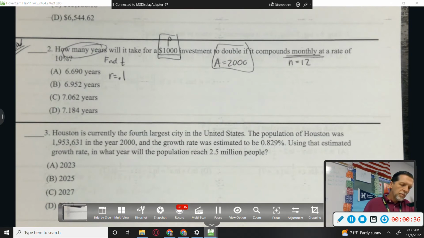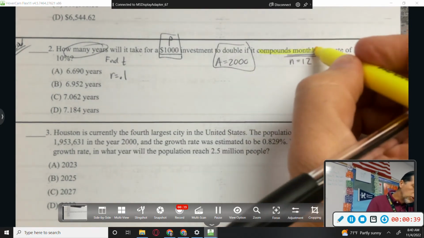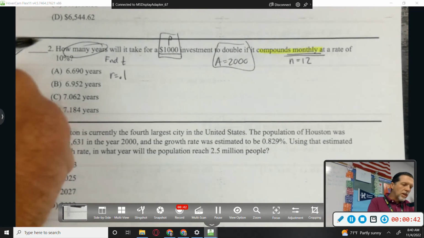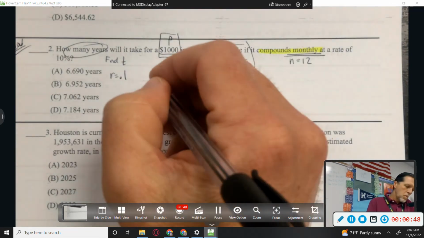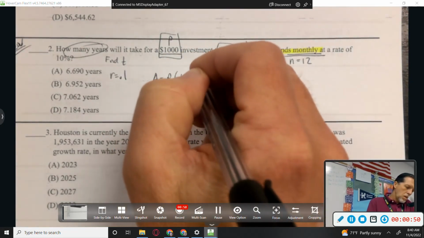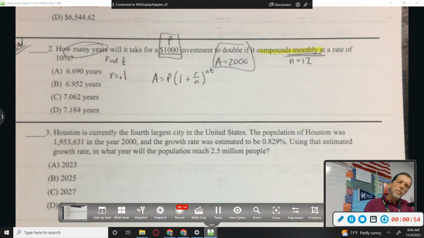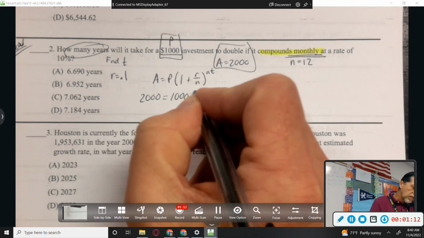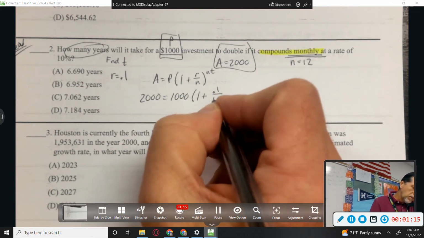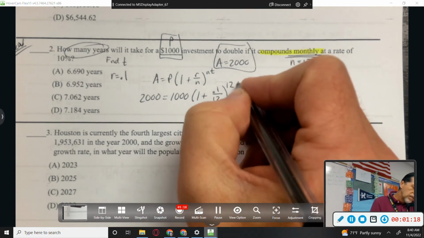And again, the compounds monthly is the big clue onto what formula to use, because there's only one that would handle a monthly situation. Marcus. One question is, could you plug in the years to this one too if you laid everything out? Oh, you mean can you work backwards to see which one works? I think so. Let's plug in the pieces and then we'll see. So the after is 2,000. The before is 1,000. 1 plus 0.1 over 12 to the 12t.